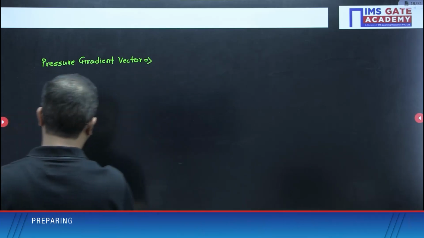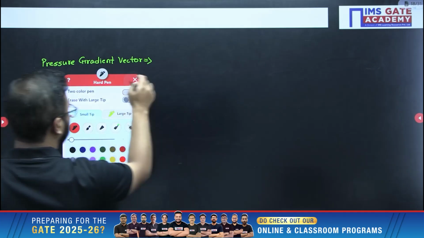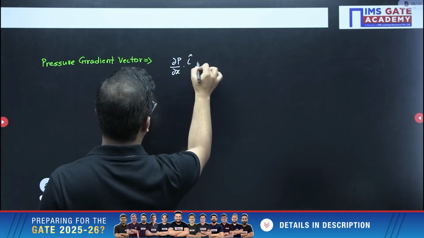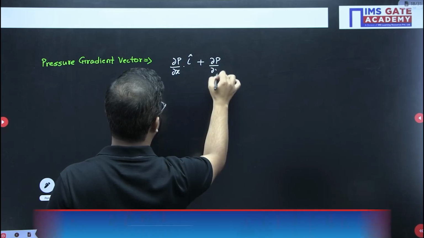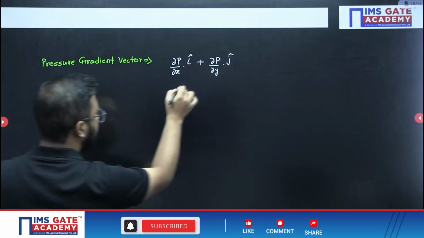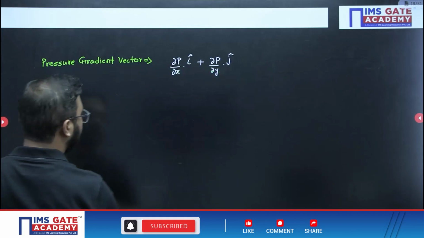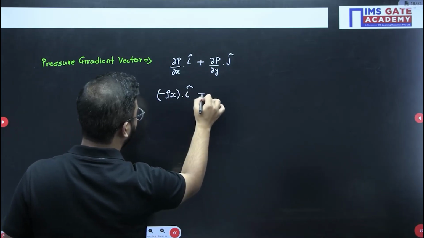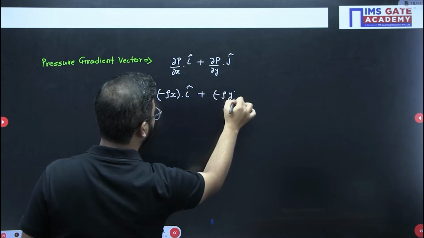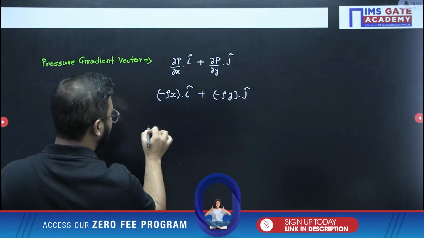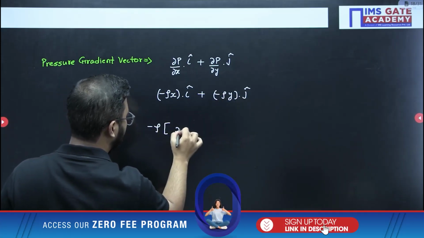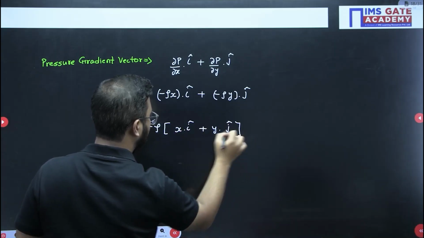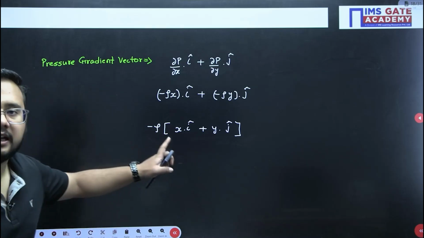Okay, see how we will be writing the pressure gradient vector. Dou p by dou x i cap plus dou p by dou y j cap. So, dou p by dou x value is minus rho x, and dou p by dou y is minus rho y. So, you will be taking minus rho common. So, it will be x i cap plus y j cap. This is what is called the pressure gradient vector.